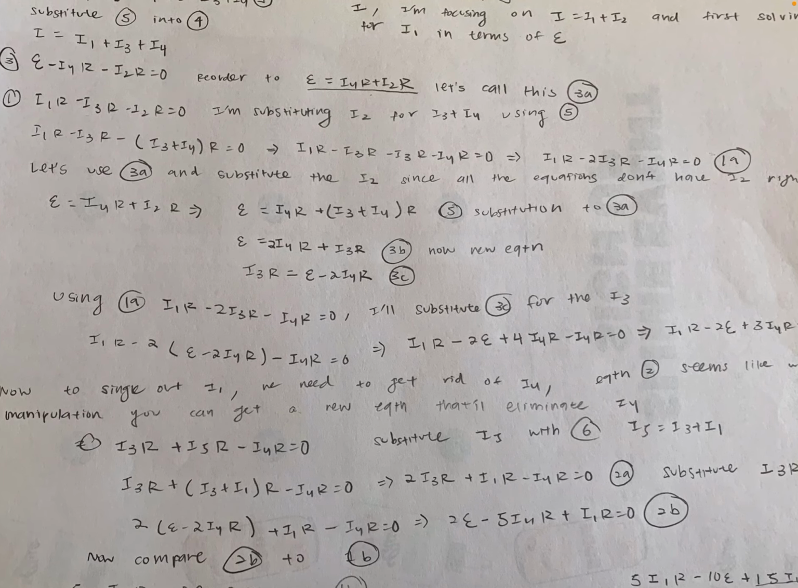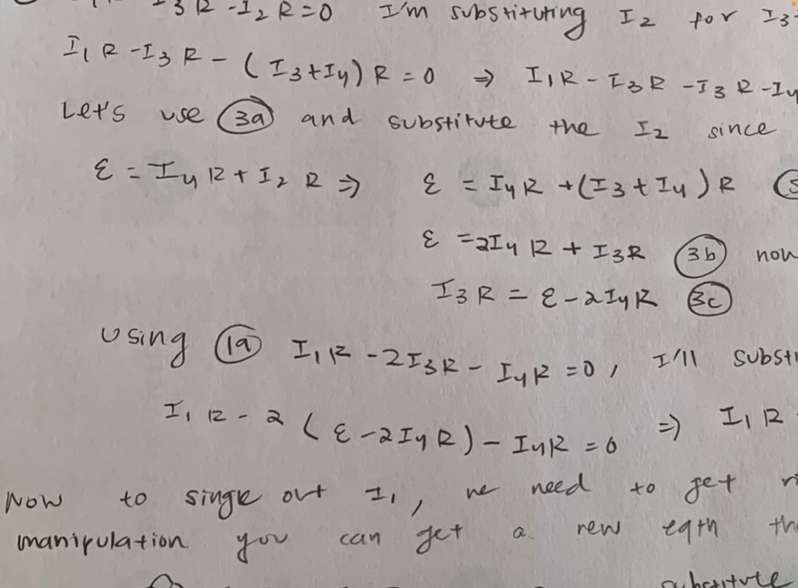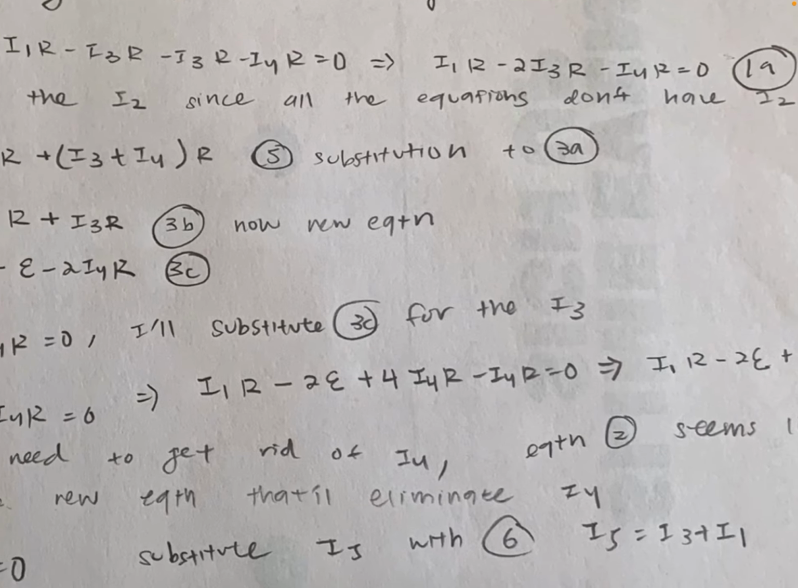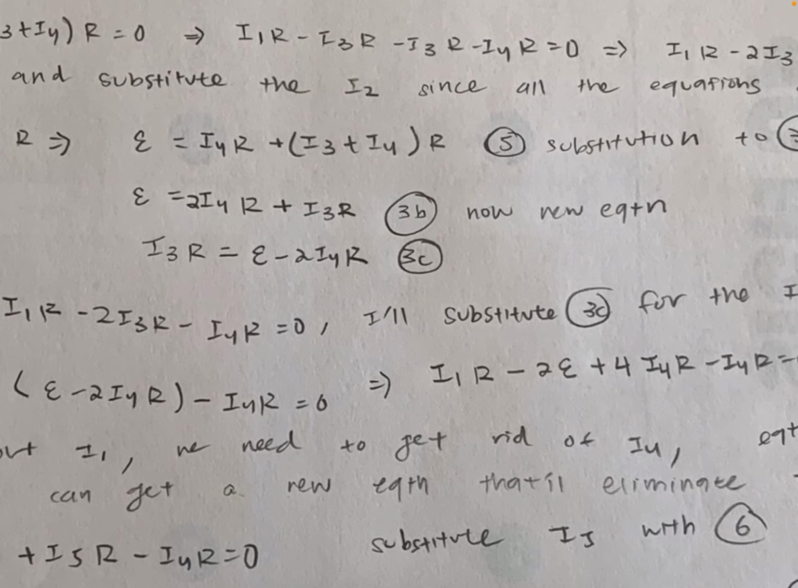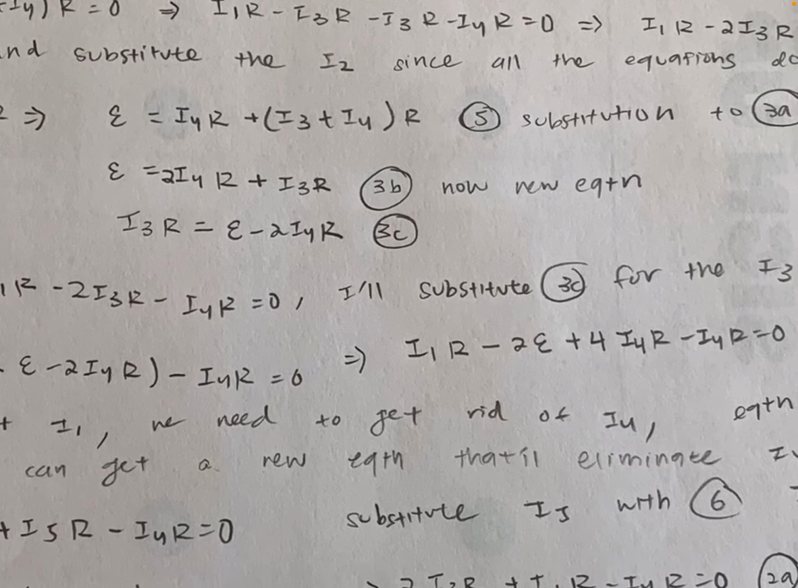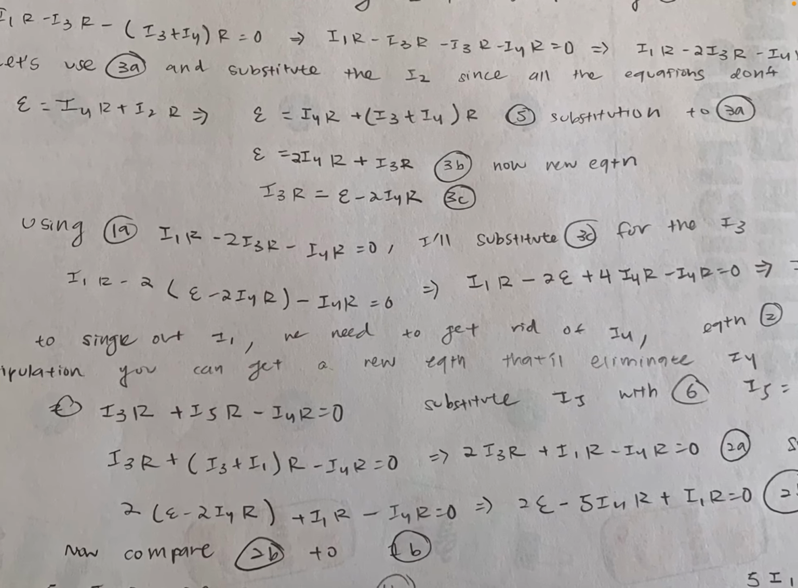So now I'm going to use 3a that we found above here and bring it down here and substitute the I2, since all of the equations don't have I2 right now. So E equals I4R plus I2R, and now we substitute equation 5 into 3a, and we get a new equation 3b, which is E equals 2I4R plus I3R. I'm going to reorder it so it's in terms of I3R. Later I'm going to substitute that and call it 3c. I3R equals E minus 2I4R.